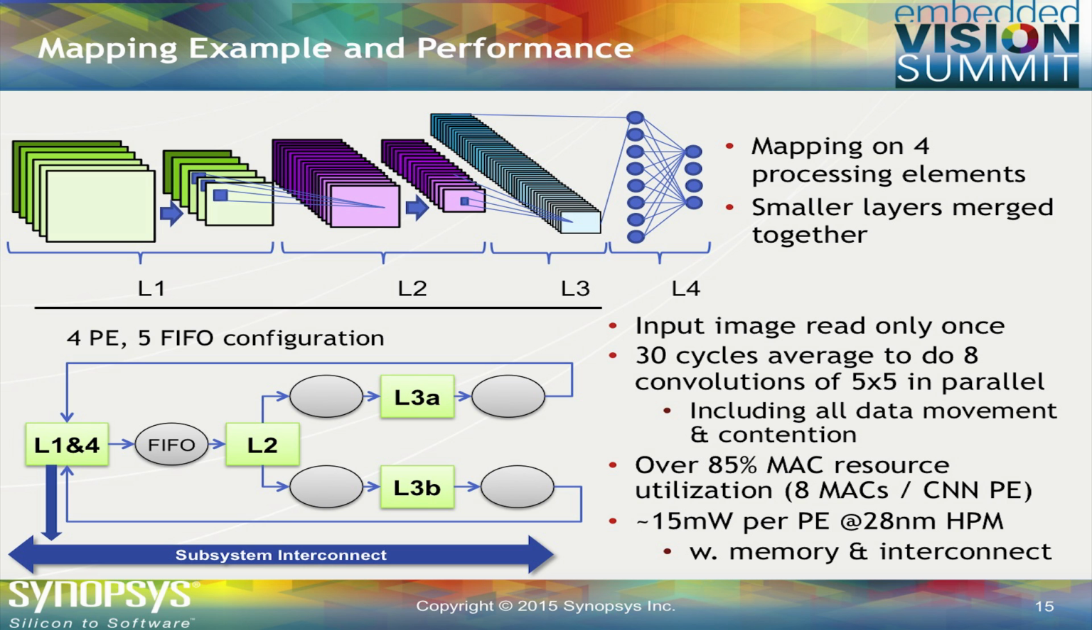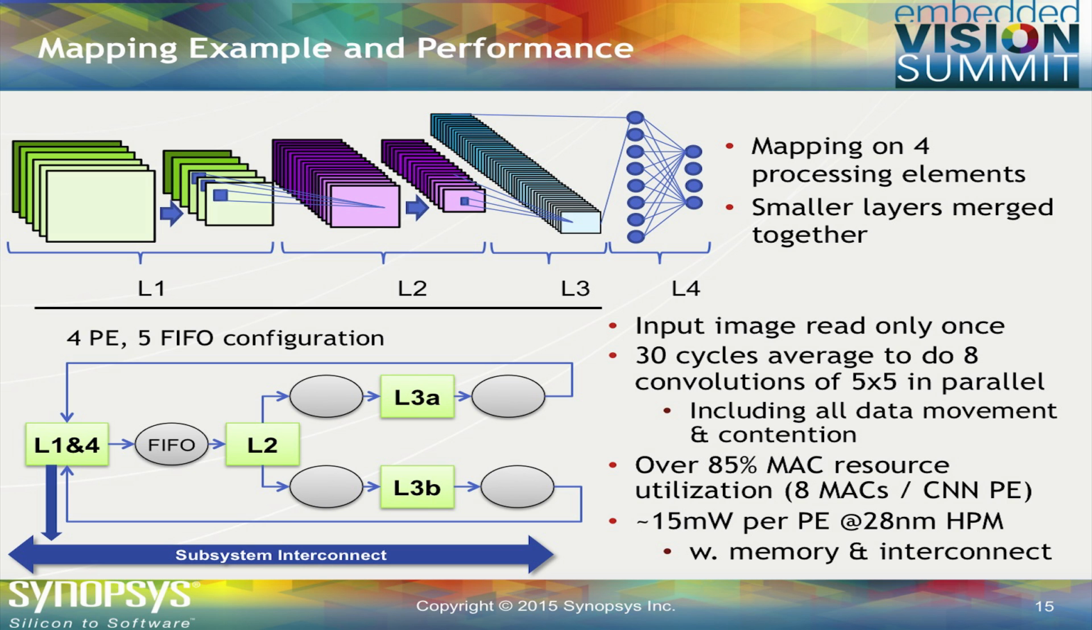The first core here on the left fetches the image input only once, line by line. And then the intermediate results of the hidden layers are streamed between the cores. And at the end, the detection windows are sent back out to be analyzed.